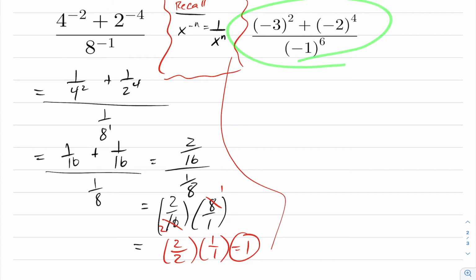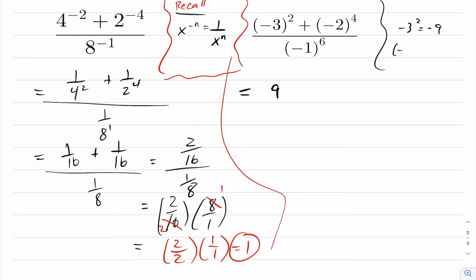So for this one here, again, we want to apply our exponent rules. You'll notice here, negative 3 quantity squared. So the whole thing is being squared. That's going to be a 9. Watch out, that's different than negative 3 squared. Negative 3 squared is equal to negative 9, whereas negative 3 quantity squared is equal to positive 9.